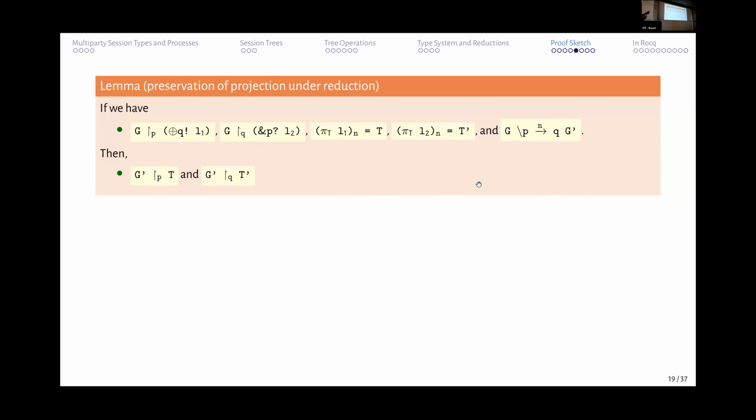With this, we have a lemma that talks about what happens with a global type reducing based on a projection. This lemma essentially says that if a global type projects with participants P and Q, and has continuations corresponding to T and T prime for a specific n, then after the global type reduces, that's exactly what the local type projection corresponds to.